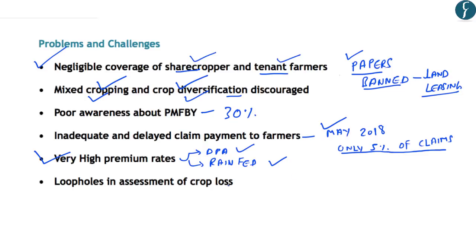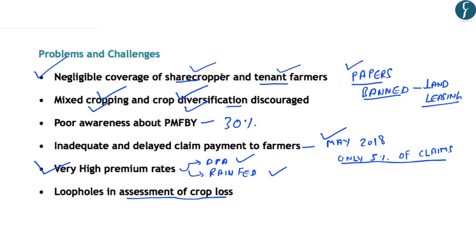Now, another important issue in the implementation of Pradhan Mantri Fasal Bima Yojana is the loopholes in the assessment of the crop loss. According to Pradhan Mantri Fasal Bima Yojana, it encourages the use of satellite, remote sensing technology and drones to improve the speed and reliability of crop loss assessment. However, various state governments have failed to carry out these assessments properly, despite the availability of technology. So this is another issue or challenge in the implementation of Pradhan Mantri Fasal Bima Yojana. So these are the key problems and challenges in the implementation of Pradhan Mantri Fasal Bima Yojana.